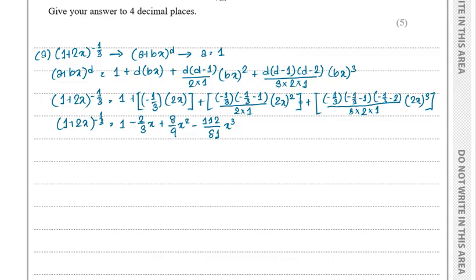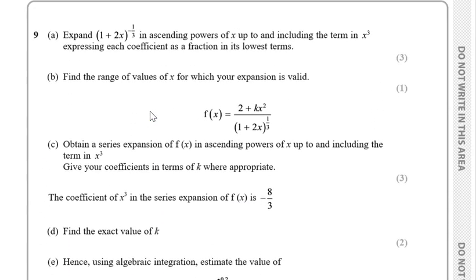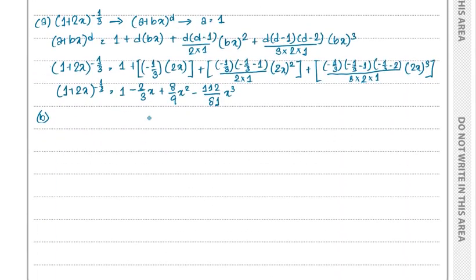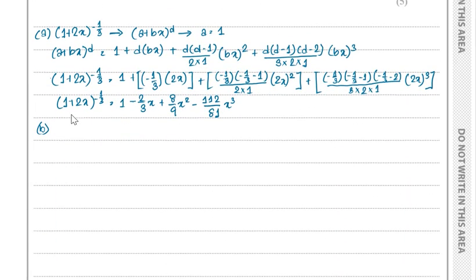I don't know how much you can see, but this is minus 1 by 3 minus 2. So this is the answer for part A. They have asked us to give the answer as fractions in their lowest terms, so the numerator and the denominator should not be divisible by each other.